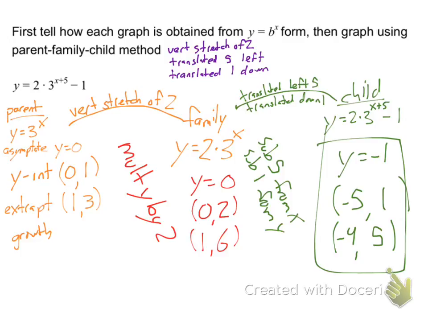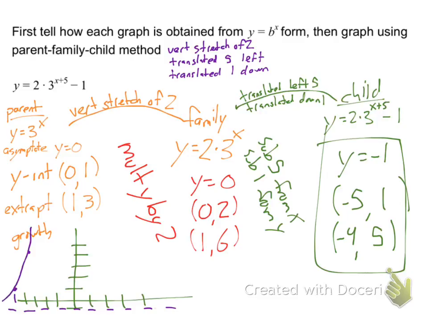Okay, I'm going to change colors so we can see the graph. Y equals -1 is a horizontal asymptote, yes? I am going to graph -5, 1, and -4, 5. So what does the graph look like? It looks like that. The graph still is growth, right? It opens up. It's 2 times taller. It's moved to the left 5, but down 1.